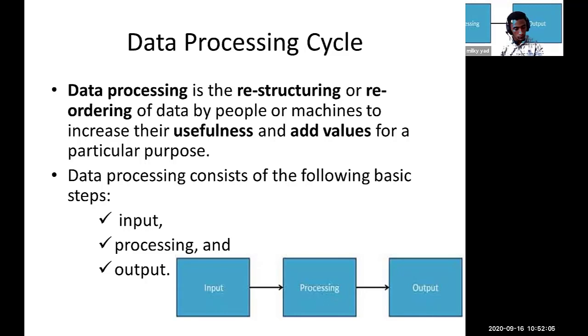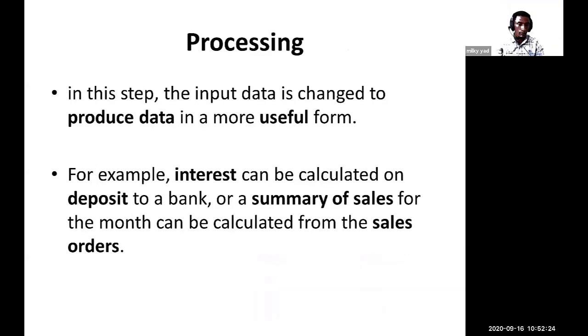to process or convert input into output. The first one is input. That means feeding data into the computer. The second one is processing. That means converting input data into information or output. And the last one is output. Output simply means presenting the result to the end user. So here we have three major steps.